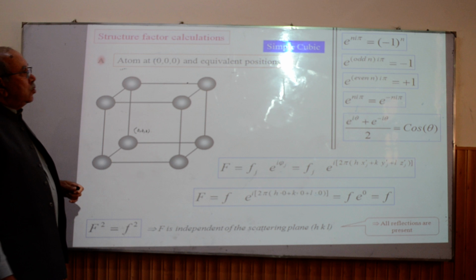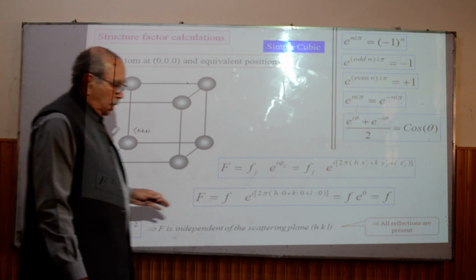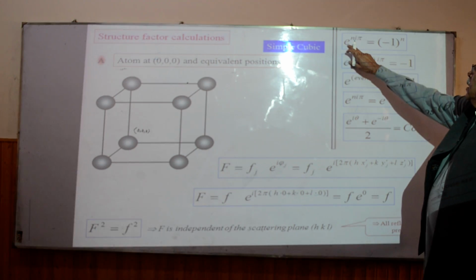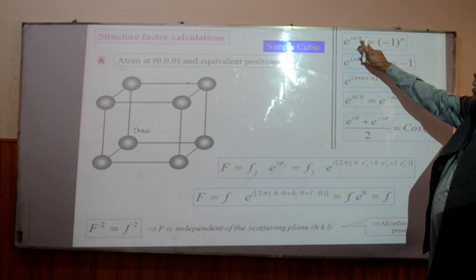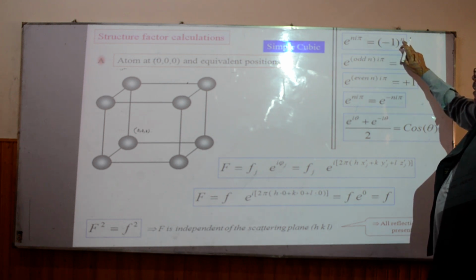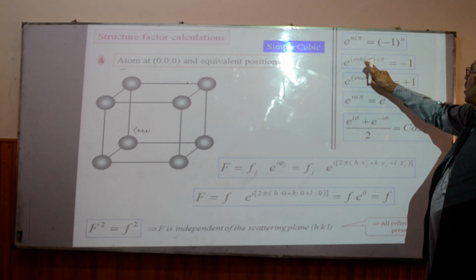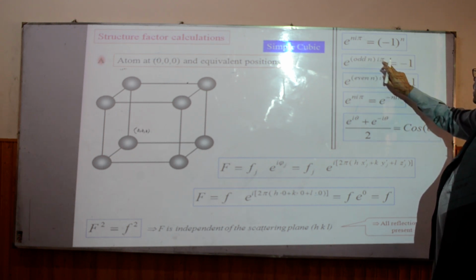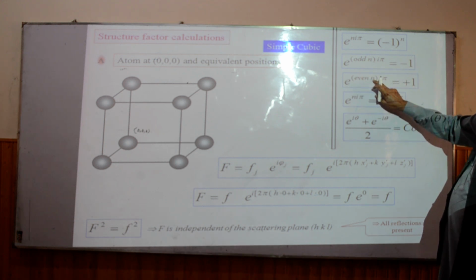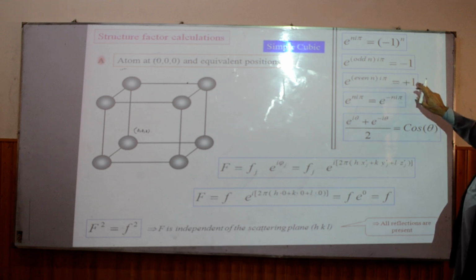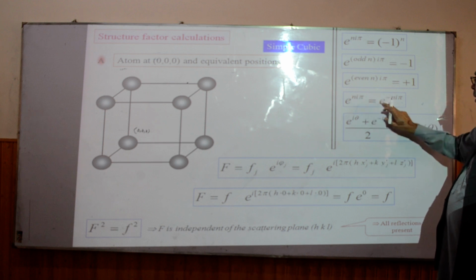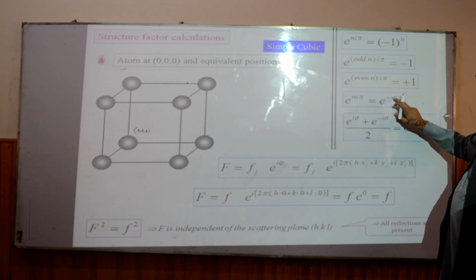Before going into the calculation, you must know e raised to the power n iota pi. I can write it as minus 1 raised to the power n. E raised to the power odd n iota pi is equal to minus 1, and e raised to the power even n values into iota pi will give you plus 1. And from here, e raised to the power n iota pi, I can write as e raised to the power minus n iota pi.